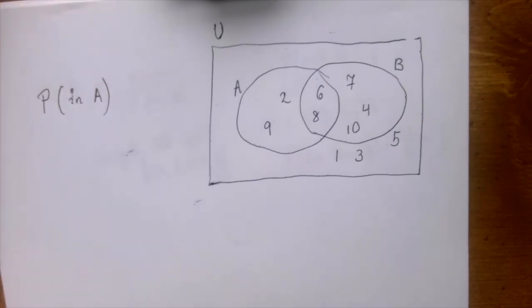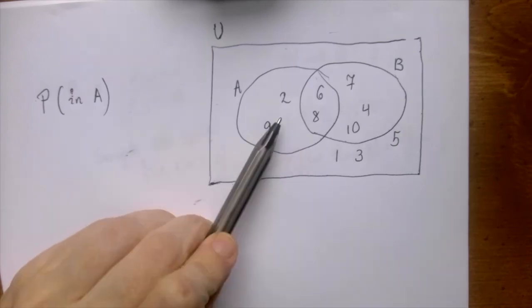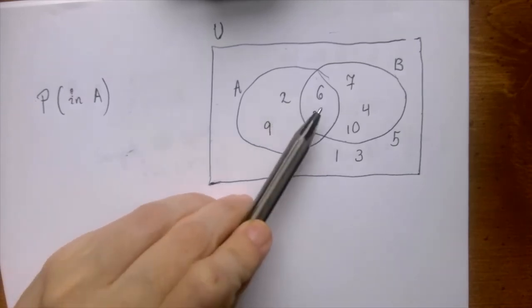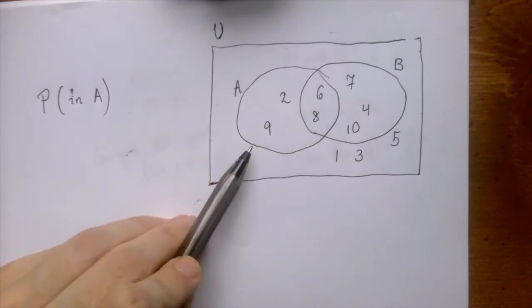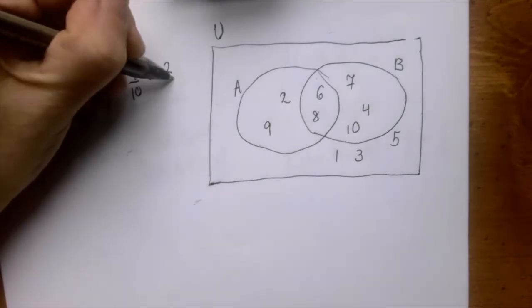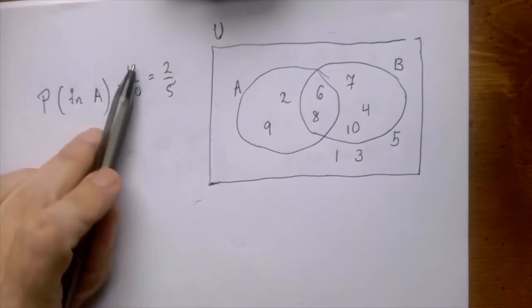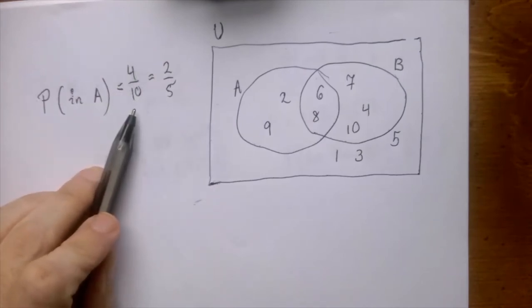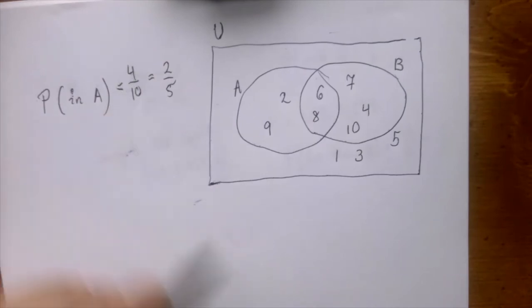Well, remember, probability is how many out of how many. So what is the probability that we pull a number that's in A? That would happen if we pull a 2 or a 6 or an 8 or a 9. That's 4 out of the 10. So the probability is 2/5. This can very easily be expressed as a percentage too, right? If you multiply upstairs and downstairs by 10, that's 40%.